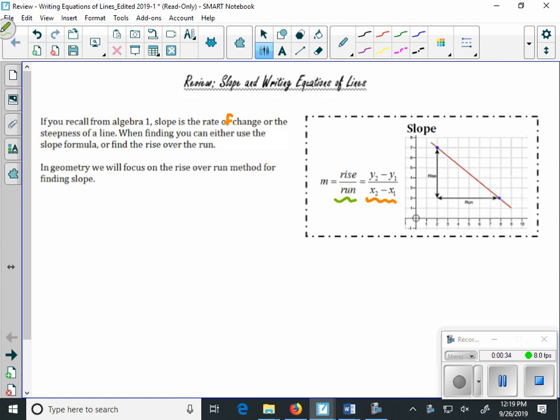You don't need your calculator today. Oh, you might like it, but I don't really need one right now. And we're going to focus on the rise over run because we're not given the formula. Okay? So all we're doing is just counting.